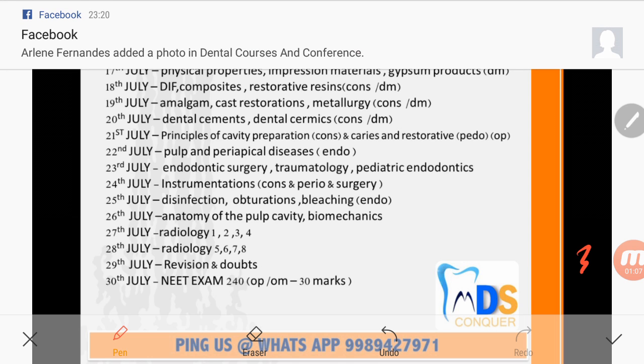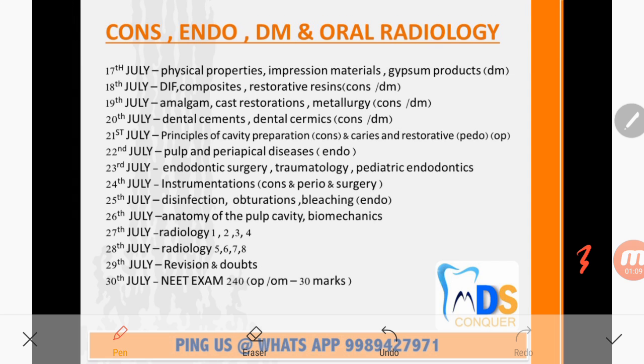So we are going to cover two topics of oral pathology, and in fact 20 to 30% of periodontics. And apart from this, I want to cover the instrumentations too. All instrumentations related to cons, perio as well as surgery, and in particular general surgery instruments, are the most commonly asked questions in the NEET examination. I just want to cover them also. So let me explain the plan in detail. Our plan is to cover cons, endo, dental materials, oral radiology, two topics of oral path, two topics of pedo, and a few topics of perio as well as surgery.